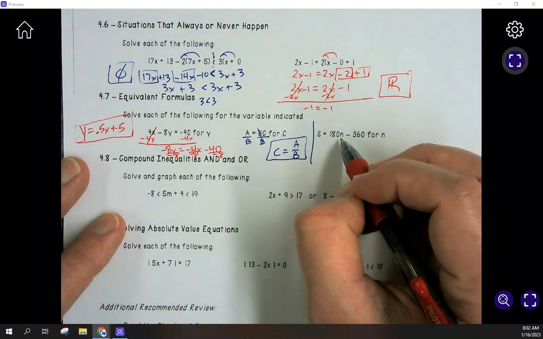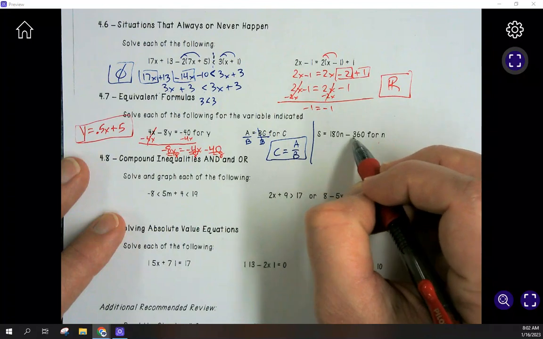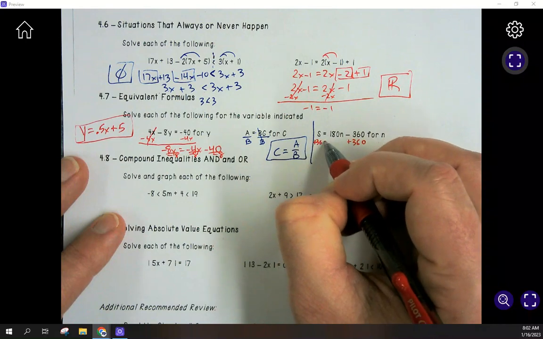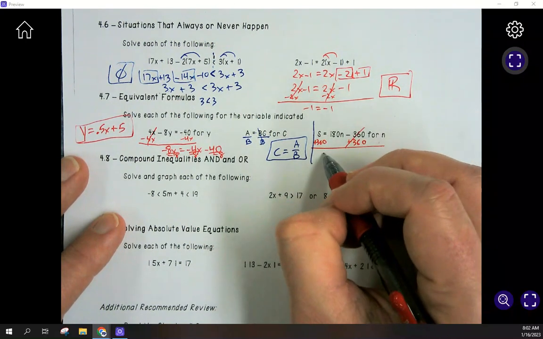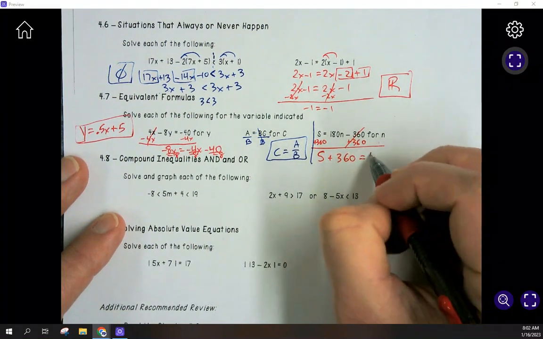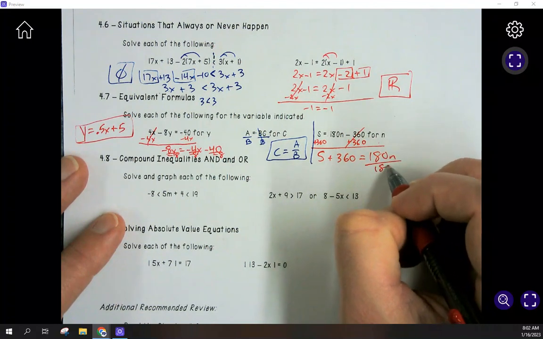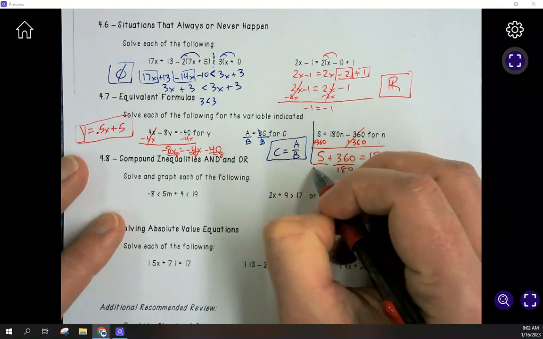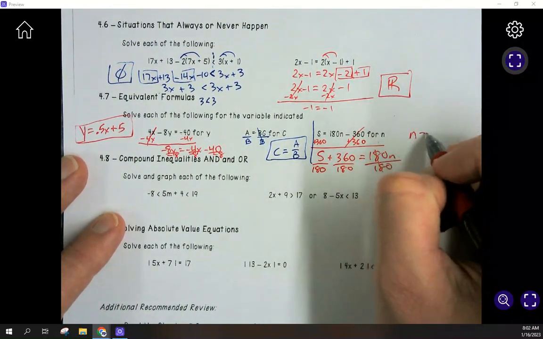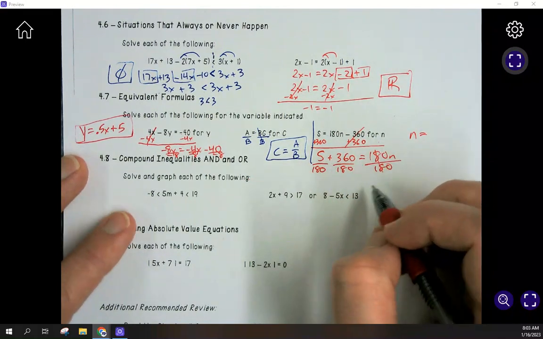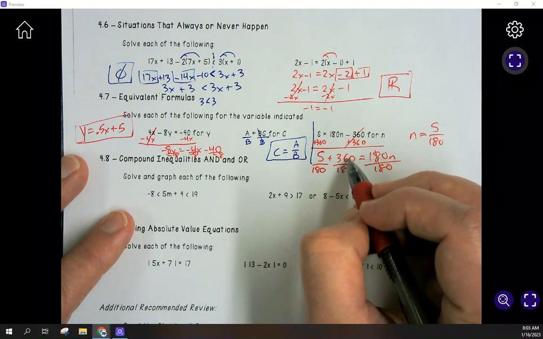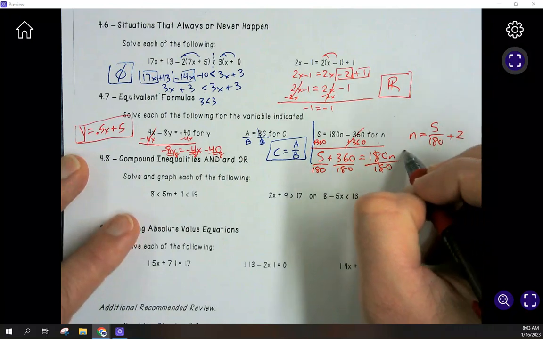This one we want to solve for n. So n's got to be by itself. You save the attachment for last. So I'm going to add 360 to both sides. This goes away. So I have s plus 360. I cannot put those together. 180n. Now I'm going to divide by 180. S over 180, can't do anything with it. I now have n by itself. So n is going to equal all of this. You're going to have s over 180. And then this 360 divided by 180 is 2, so it's just going to say plus 2.